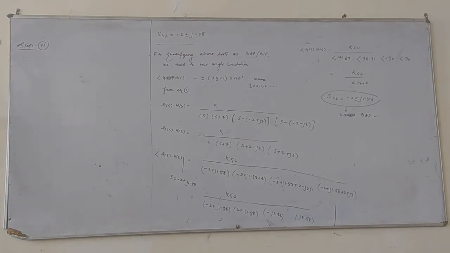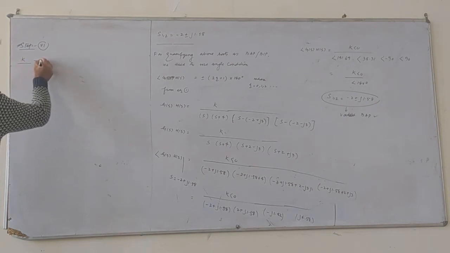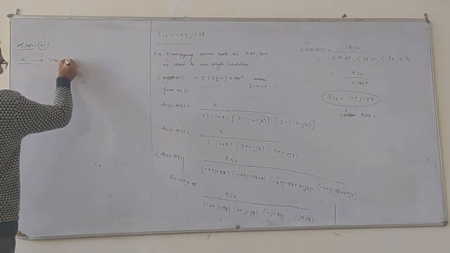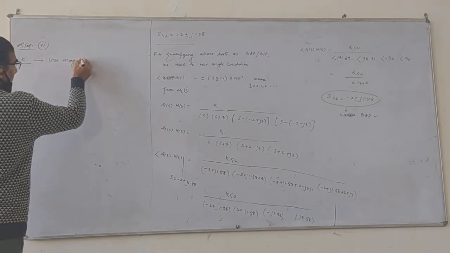It satisfies the angle condition, so both the roots are valid breakaway points. Next, to find the corresponding value of K, use the magnitude condition.